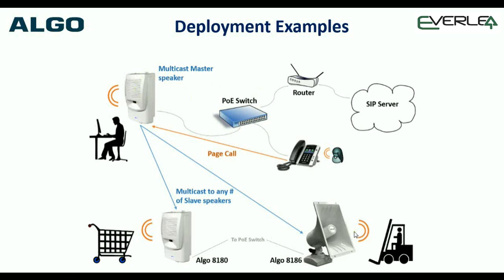The only point I'm trying to make here is you can put the specific device you need for that specific area. For example, the 8186 in a warehouse area, or bullhorn, or an open area that's going to be hit by the weather. That's where you want to put it. Horses for courses, depending on what you need.